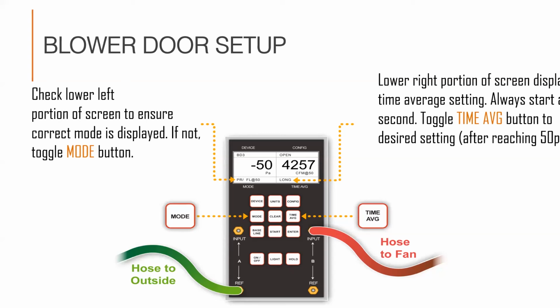The time average function usually defaults to 1 second when you turn on the manometer, which just means the flow rate calculations are being given in 1 second intervals. You can switch to 5 seconds or 10 seconds, but most folks agree that the 1 second time average works best for blower door testing.